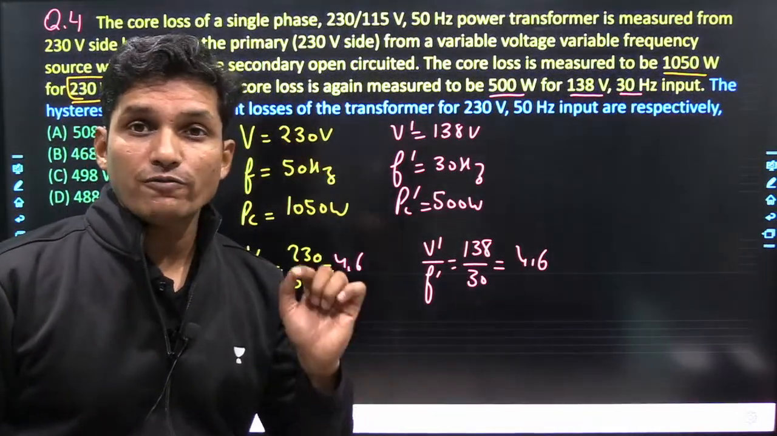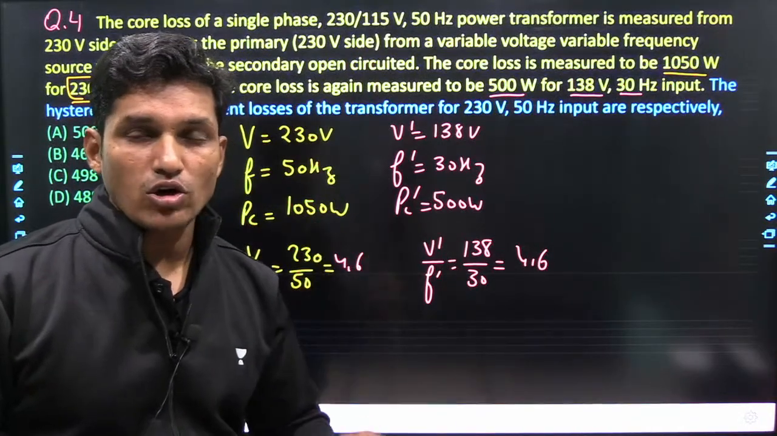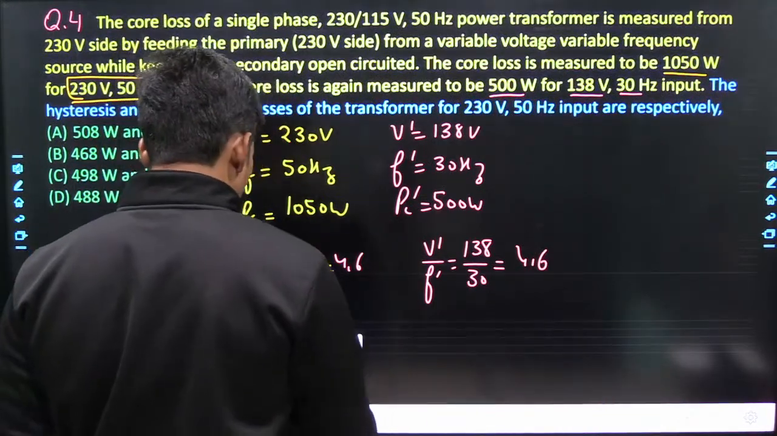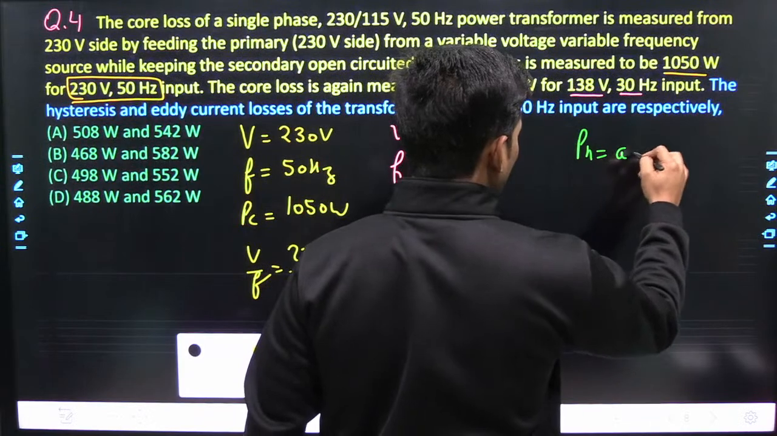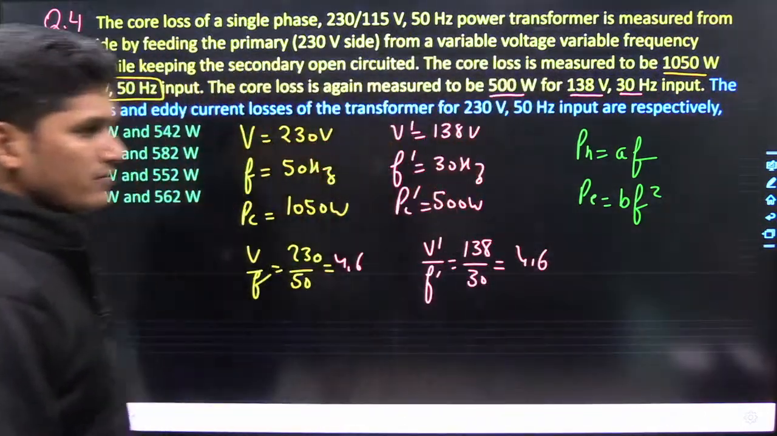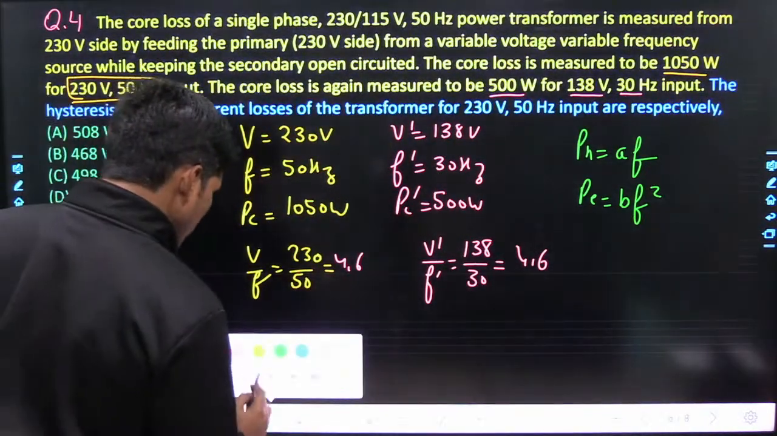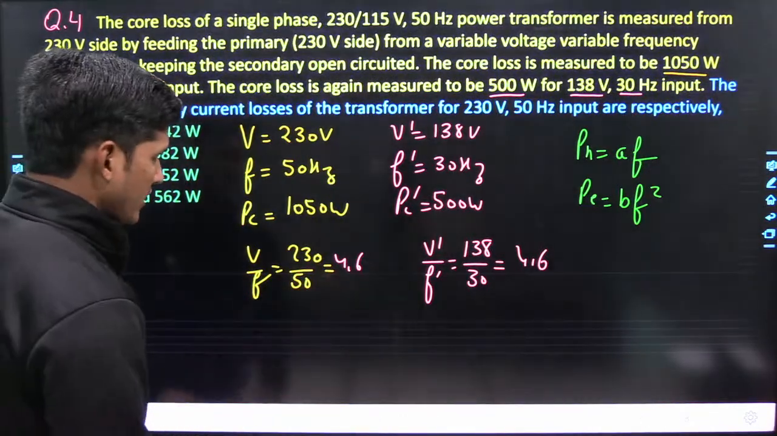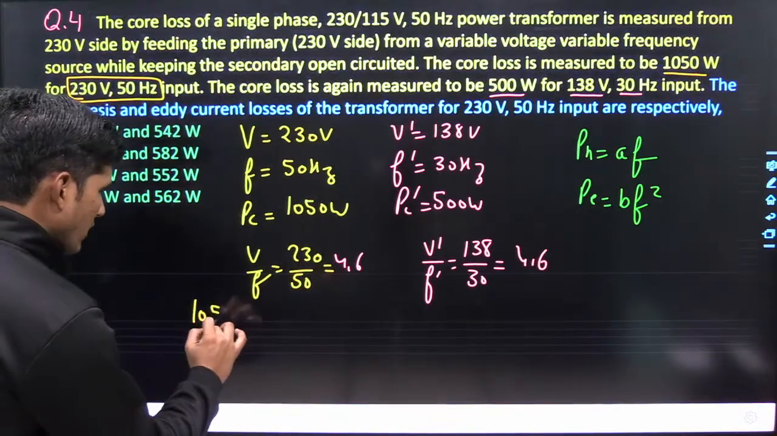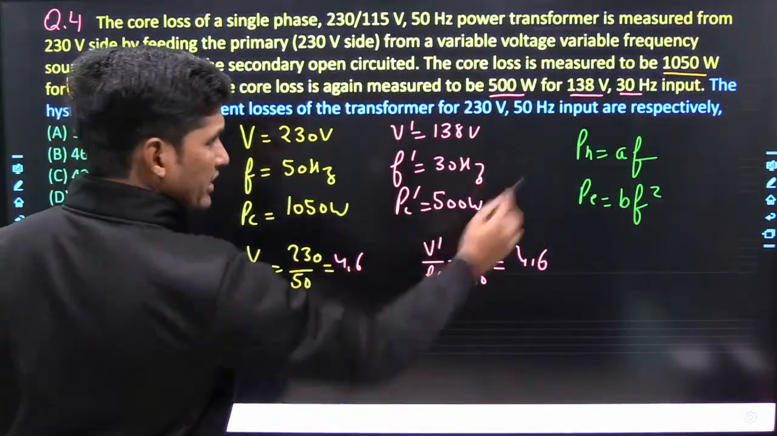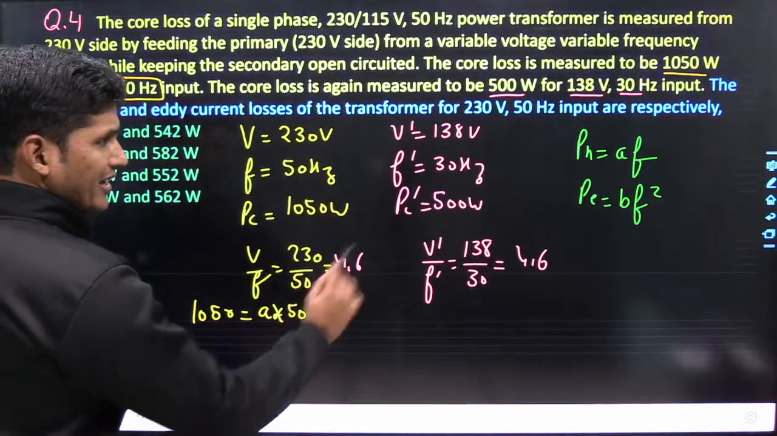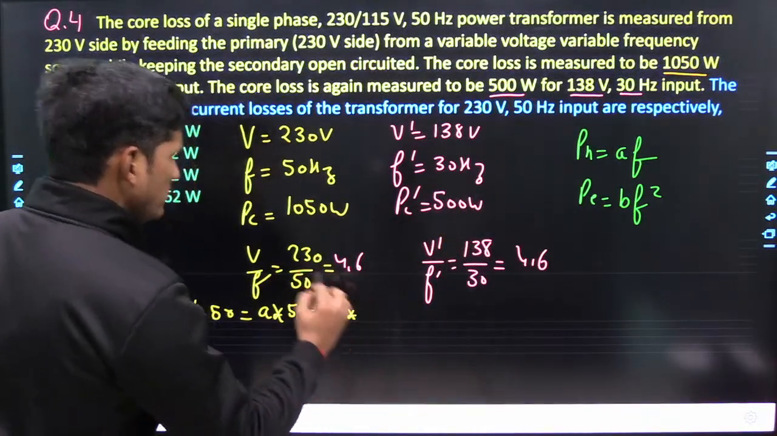If the ratio of V by F is constant, the hysteresis loss is directly proportional to frequency and the eddy current loss is directly proportional to frequency square. So PH equals AF and PE equals BF square. According to the data for the first condition, the rated condition, if the frequency is 50 Hz, the core loss is 1050. So 1050 equals hysteresis loss A into 50 plus eddy current loss B into 50 square.